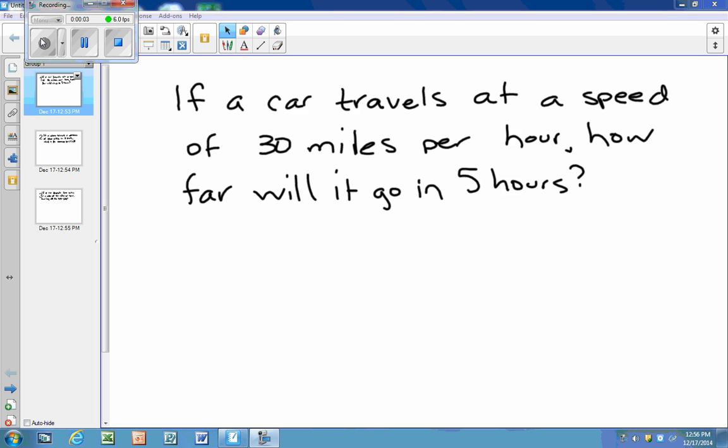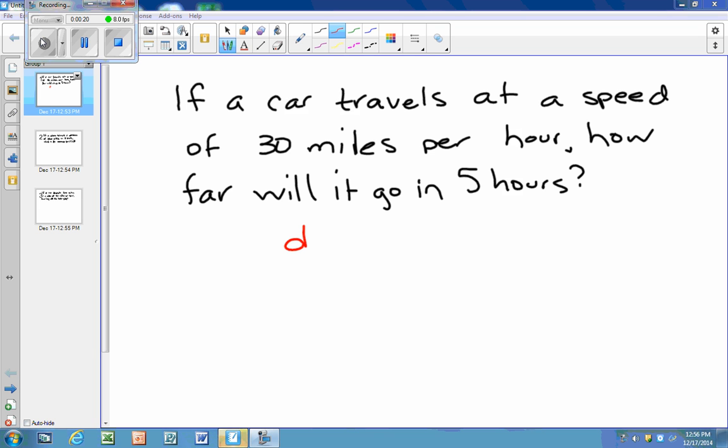Okay, so we're going to do some of the problems on our homework tonight. You're going to have to match up the wording because they're not numbered, but this is the first one. It is one of the first ones on one of the sides. If a car travels at a speed of 30 miles per hour, how far will it go in 5 hours?